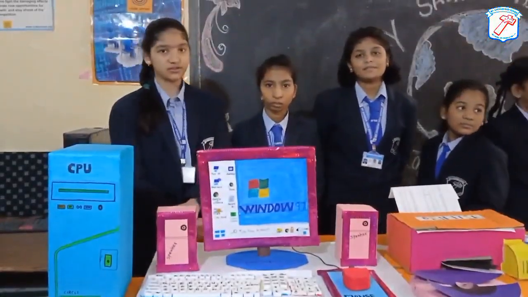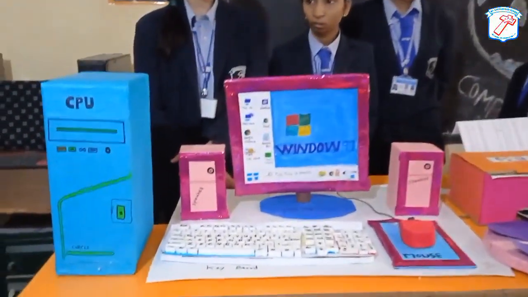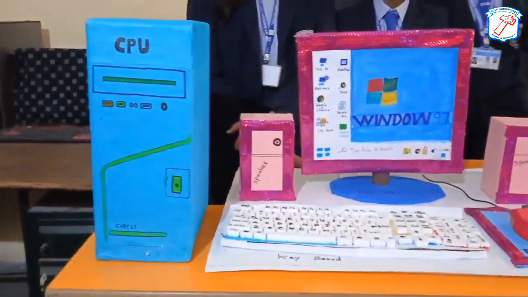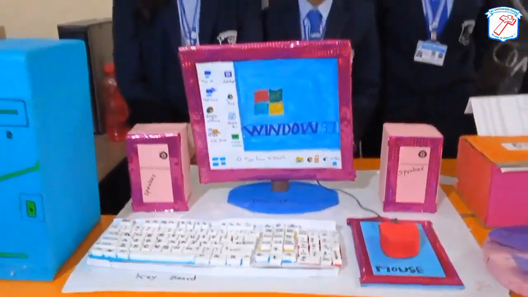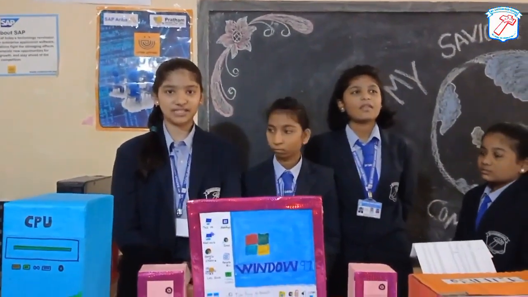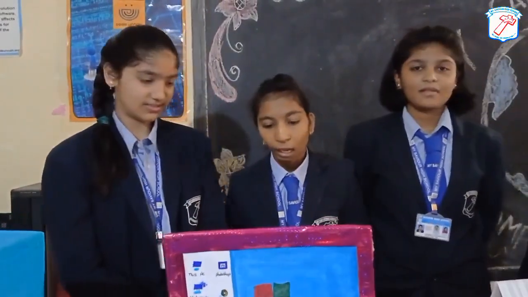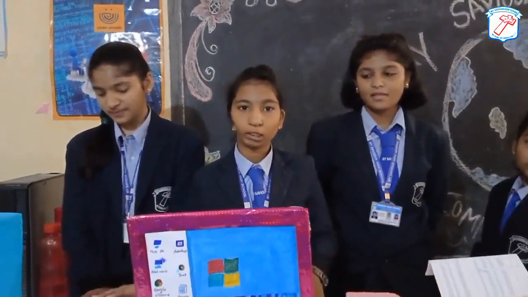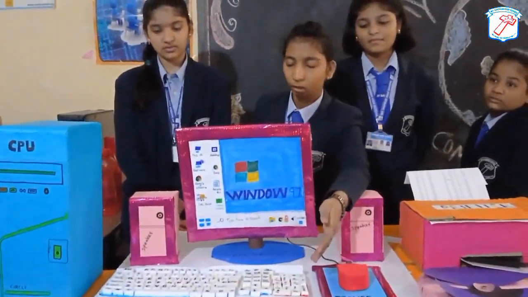Thank you. This is Nila and her friend Navya. We are going to explain about our model computer. A computer is an electronic machine which is used in places like offices, companies, hospitals, railway stations and other places. I am going to say about the parts of the computer: monitor, speaker, mouse, and keyboard.